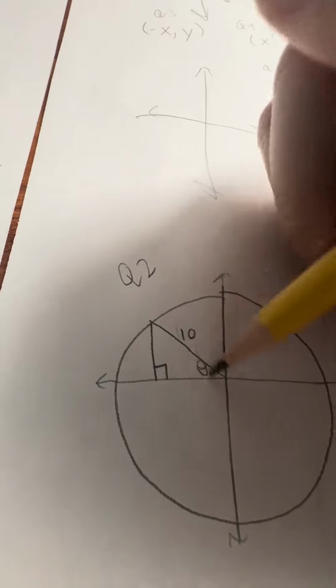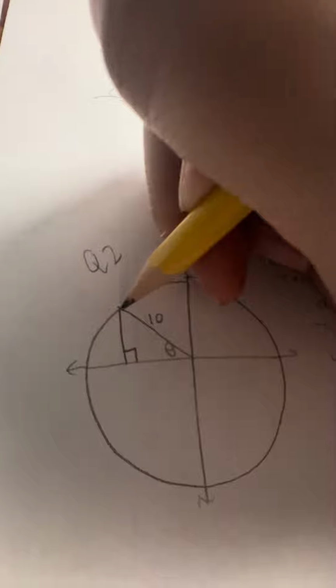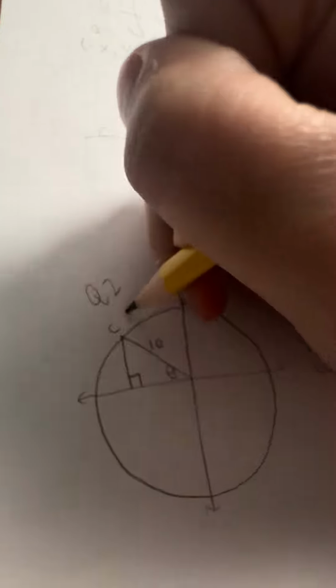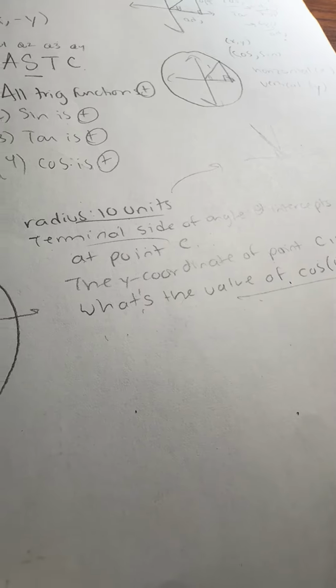So it's saying that the terminal side of angle theta intercepts the circle in quadrant 2 at point C. So this is our point C. And it tells us that the y-coordinate of point C is 8. We don't know the x-coordinate, but we know that the y-coordinate is 8. And now it's asking us to figure out the value of cosine of theta.